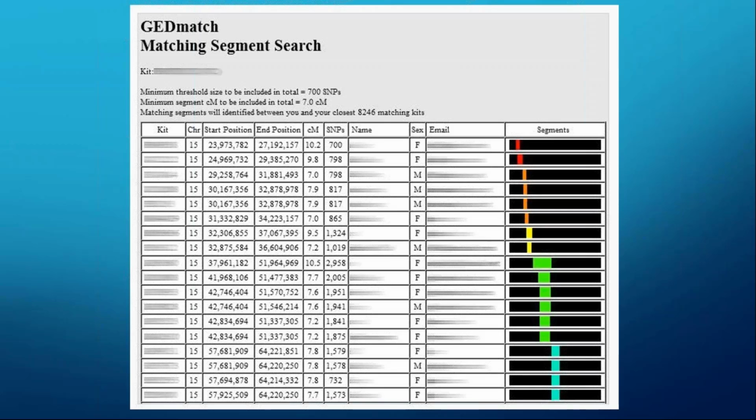In this test, if you notice, the matching segments were identified between the person listed, their kit number, and 8,246 matching kits. This is one of these tools that takes a little bit longer to do, and it is a Tier 1 utility.